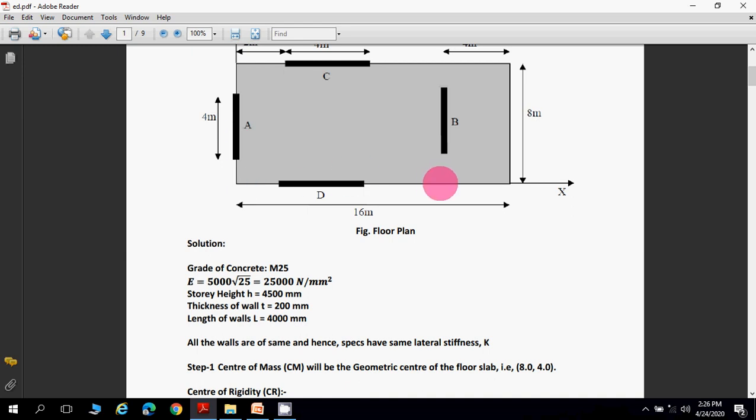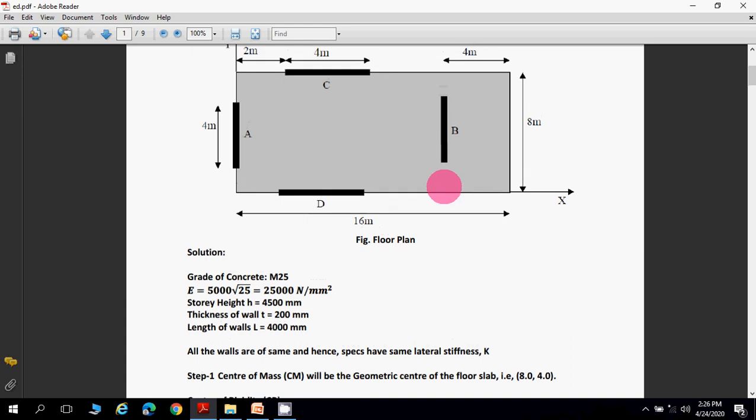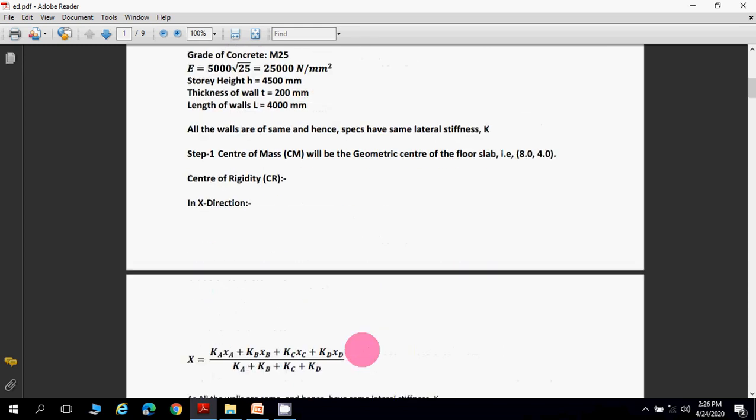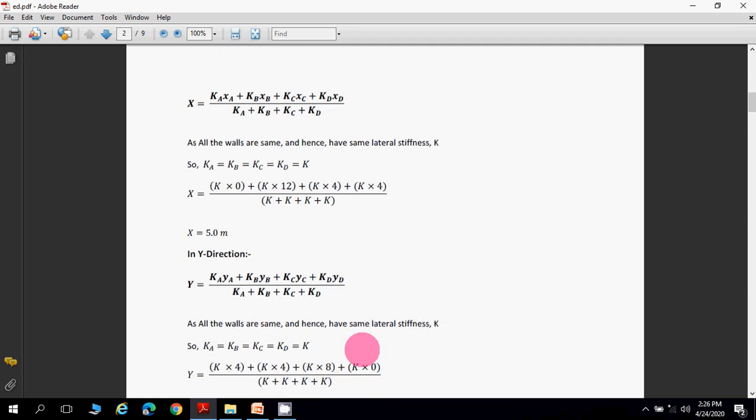For wall B, the value of xb will be equal to 12 meter, because the total dimension in the x direction is 16 meter and wall B is 4 meter away from this point, so xb will be equal to 16 minus 4, equal to 12 meter. Similarly, xc and xd, the distances to the center of stiffness of wall C and wall D, are similar, and these are at 2 plus 2, equal to 4 meter.